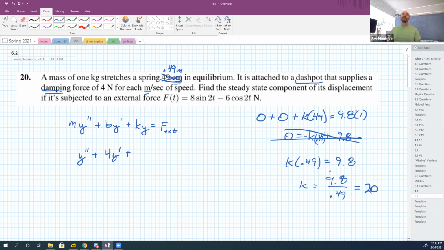All right. So I'm going to put my spring constant in now. So I got y double prime plus 4y prime plus 20y is, and now I've got my external forcing, 8 sine of 2t minus 6 cosine of 2t. Like I said, 2t. All right, now what? Springy bouncy business?